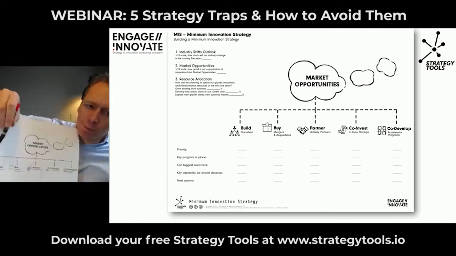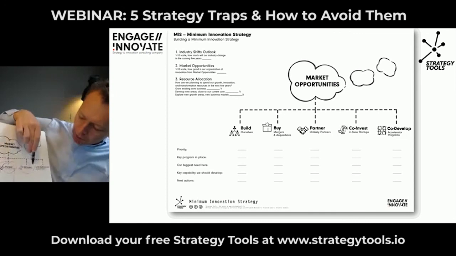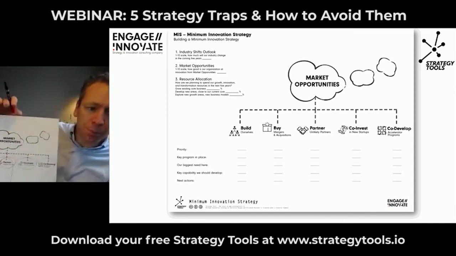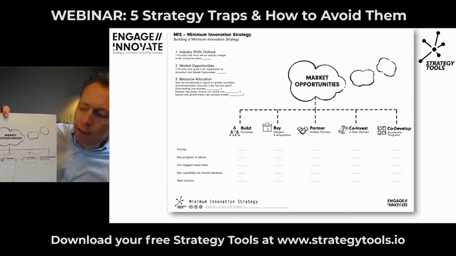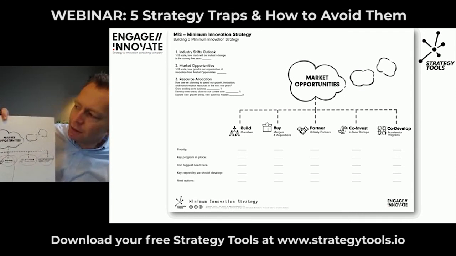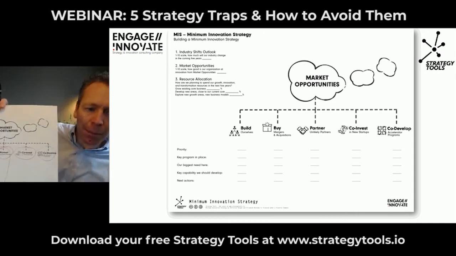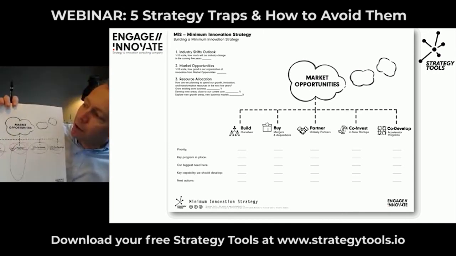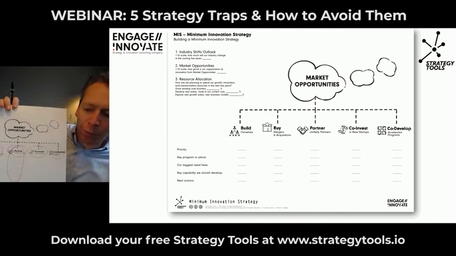Working through the build, the buy, the partner, the co-invest, and finally the co-develop allows you to build a very complex innovation strategy, but with a minimum effort. We have seen companies that could take months to develop the understanding, but in half a day you can really build a minimum innovation strategy with the right people in the room.